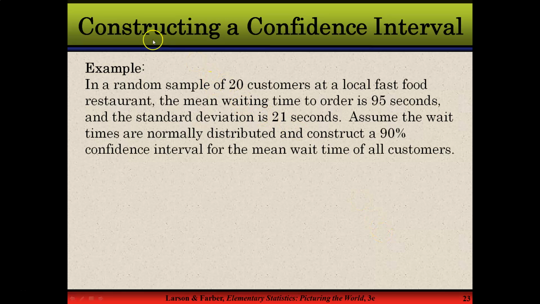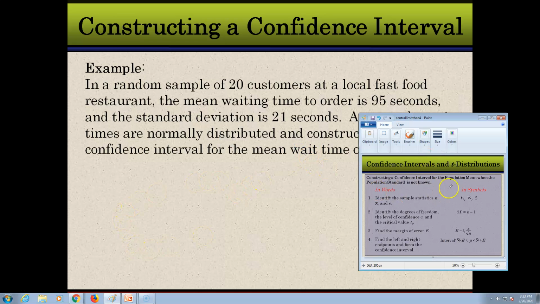Alright, here's a video on how to construct a confidence interval for the population mean. However, in this scenario, I do not know the standard deviation of the population. And when that happens, you're going to follow this set of steps. You use these steps when they ask you to find a confidence interval for the population mean, but you do not know the standard deviation of the population.